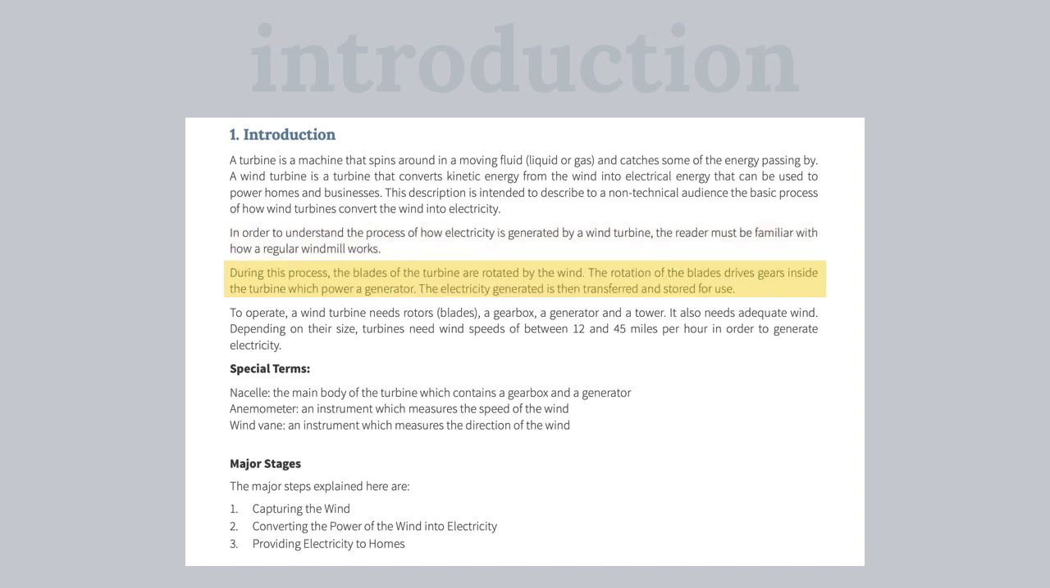Then the brief overview, just a couple of sentences summing up the whole process. Then the special conditions, things that must be in place in order for the process to work. Then the special terms. We don't have to do anything here except just give the term and the definition, and then a list of the major stages.